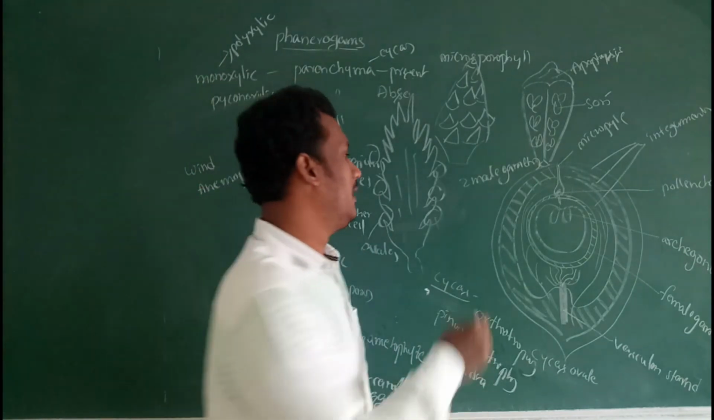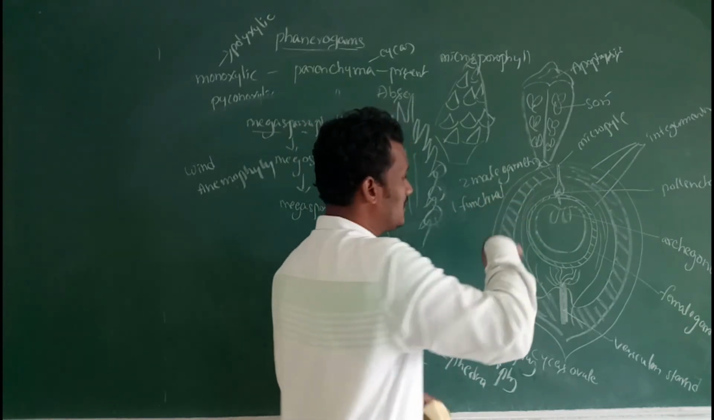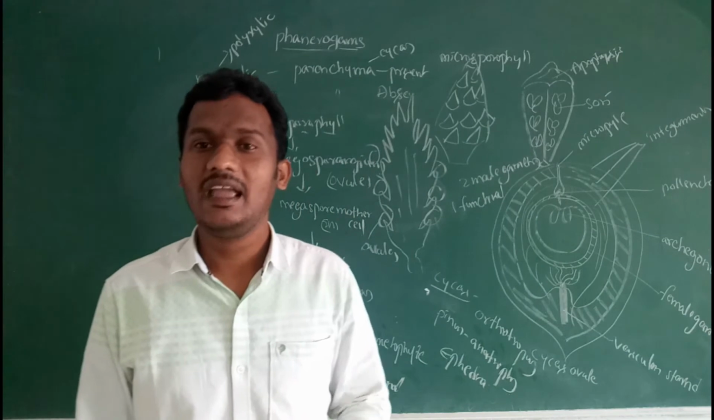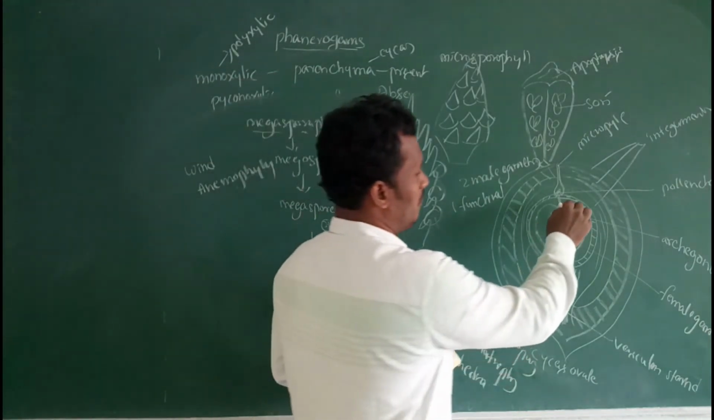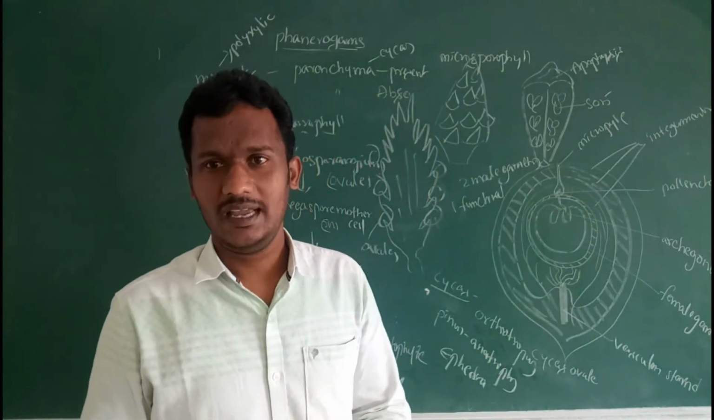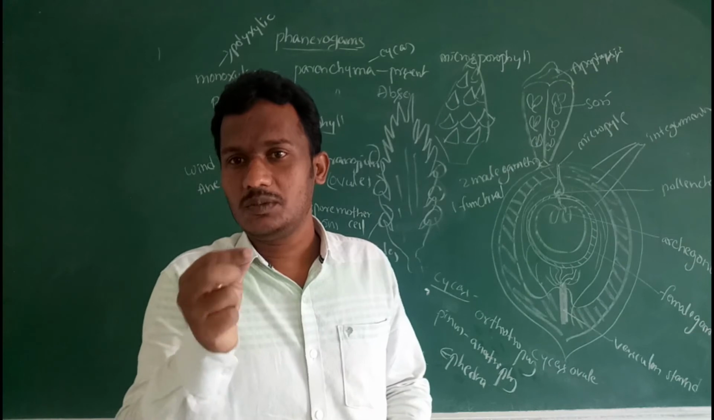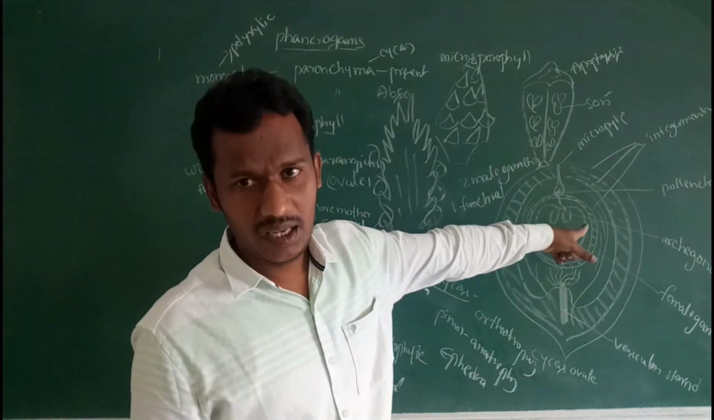One male gamete is functional; the second one is non-functional. Then this pollen tube reaches the archegonium. The tip of the pollen tube, by thrusting, releases the male gametes into the archegonium.